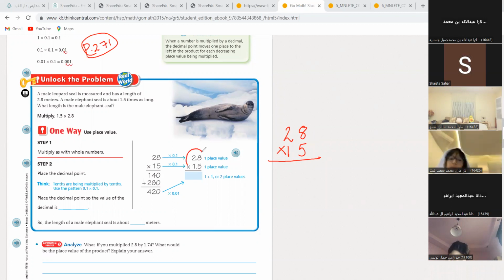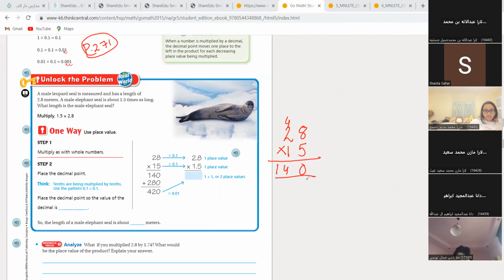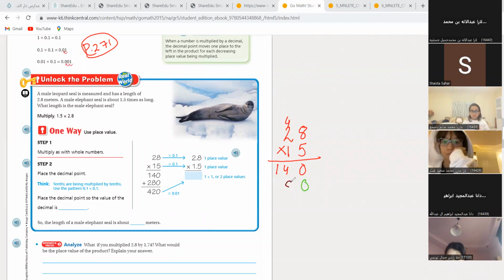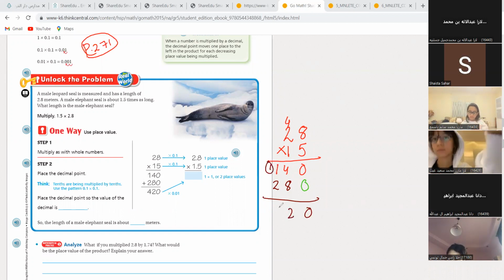I imagine that there is no decimal point, and I continue my multiplication. You are back to multiplication. You have to know the times table. 5 times 8, 40. 5 times 2, 10, plus 4, 140. And then you put the 0 here. Sorry, girls, I cannot explain multiplication again, but I am sure most of my girls know that. So this is simple multiplication. Forget the decimal points, and you get your answer as 420.